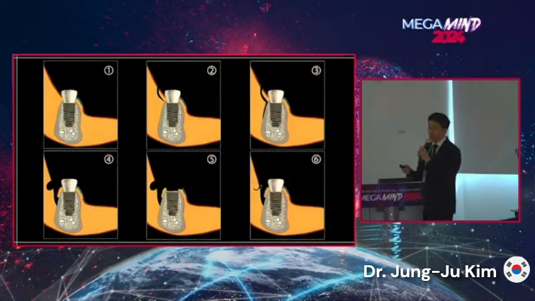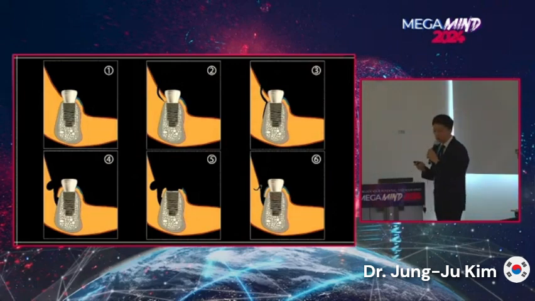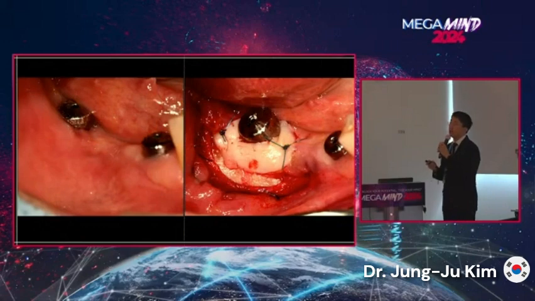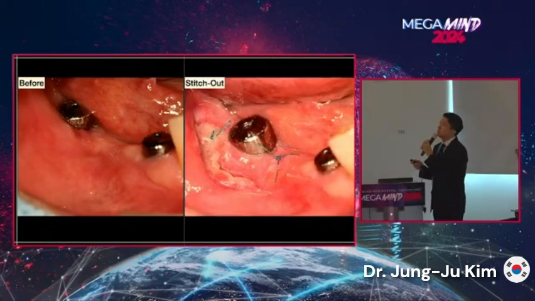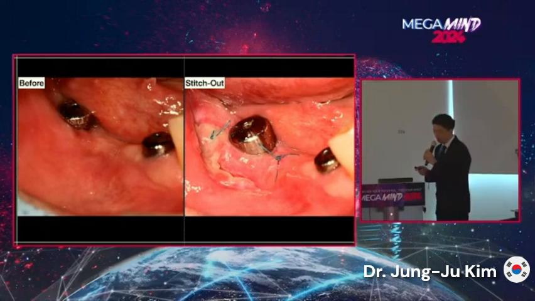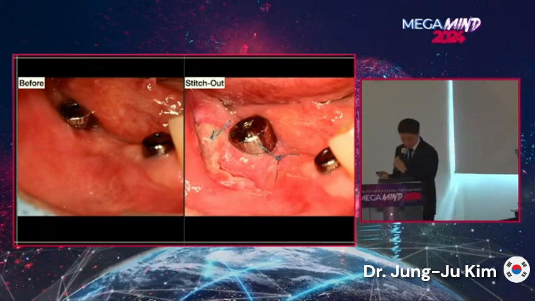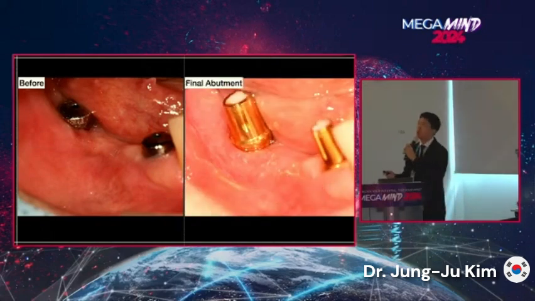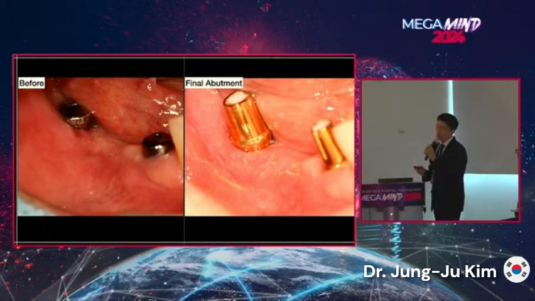Schematically, this is how vestibuloplasty and FGG are performed simultaneously. Here are the pre- and post-op photos. This is the state at the time of stitch out. You can see the newly formed bone-attached gingiva and defined vestibule. It's a beautiful state. And here is the photo of the final abutment. You can see the healed tissues.